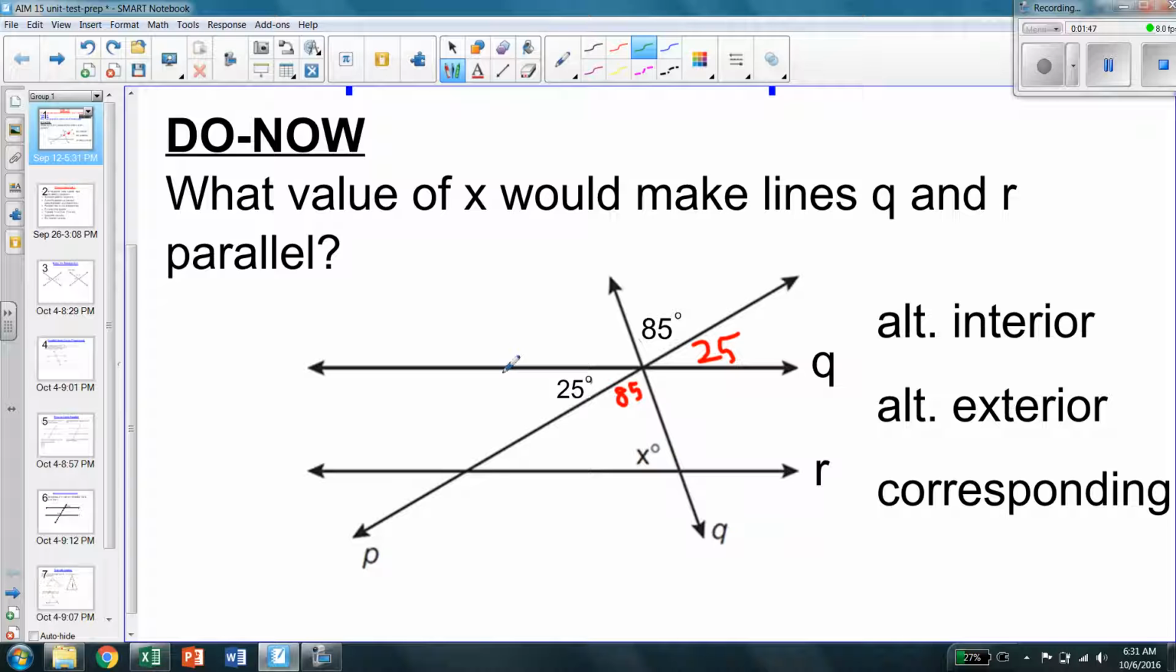Yep, here's one. Here's a straight line, which we should know is 180 degrees, or a straight angle. This angle, and this angle all combine together to make that 180 degrees. So if I have 25 and 85 together, this is 110. So that must mean this leftover piece has to be 70. So this one is 70, meaning this one is vertical to it, so it's got to be 70 as well.